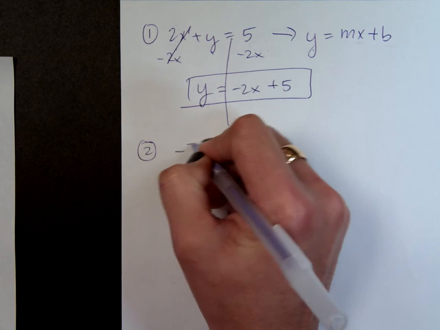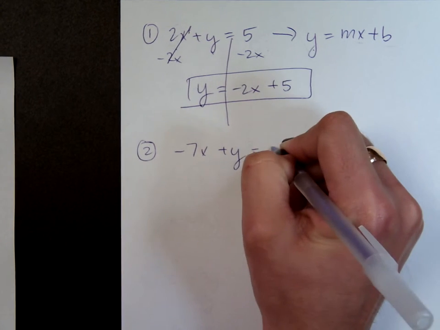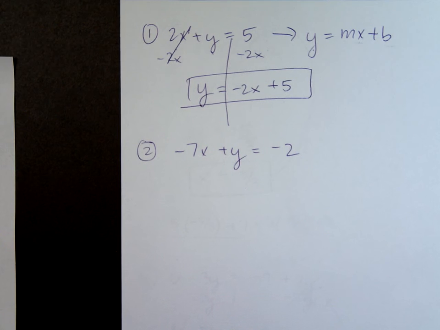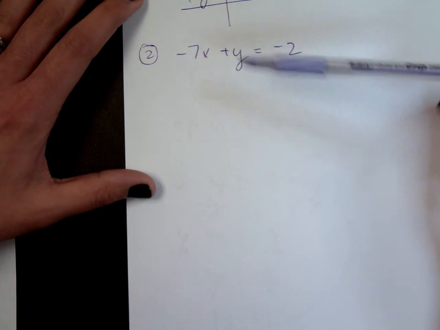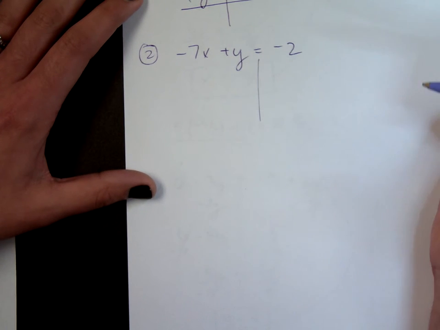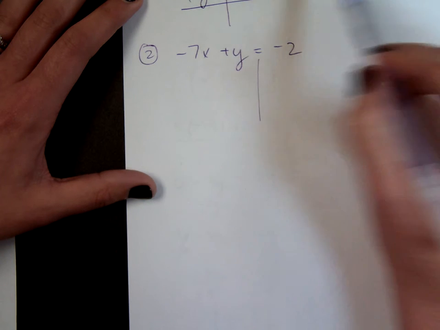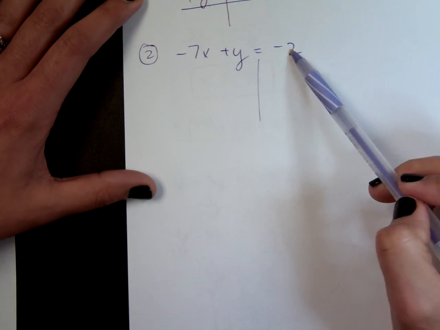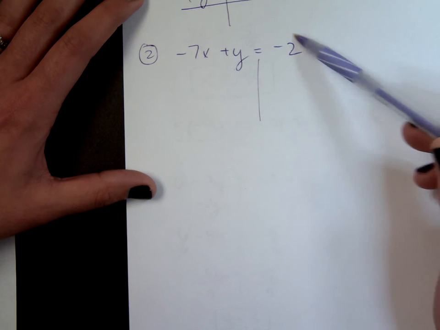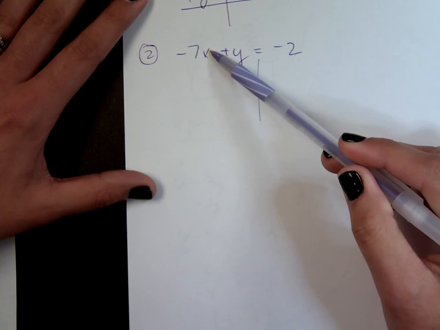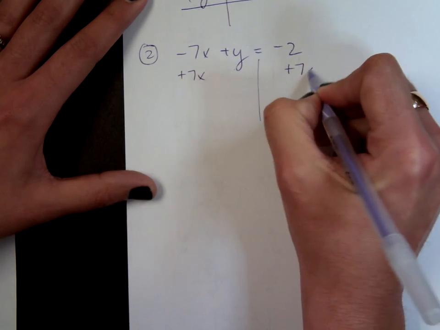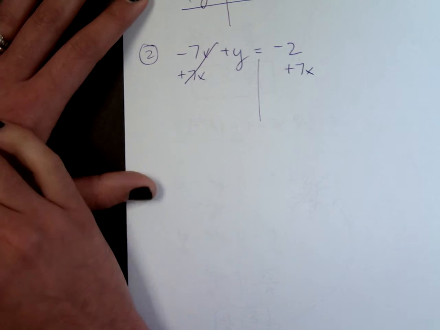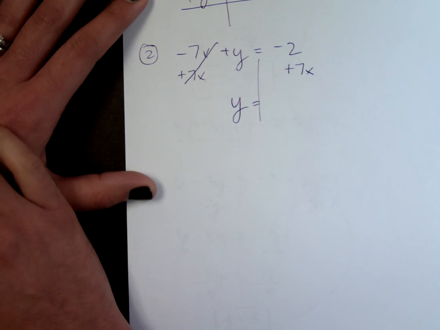So let's do number 2. I have negative 7x plus y equals negative 2. Okay, so again, my y is already on the correct side of the equation. It's on the left side. But my x and my number both have to be over here on the right side. So my 2 is good, but my 7x is not good. It's negative 7x. To undo that, I add 7x, canceling on the left, bring down my positive y.